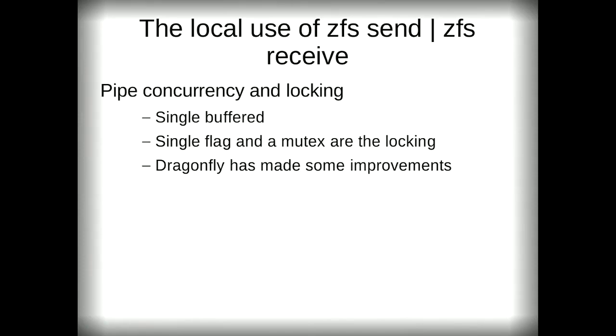In Dragonfly, Matt Dillon wrote some new code where he took the pipe code, made two buffers, and added a couple of locks so that we're no longer using a single lock, so that you can actually get some concurrency here. I think his claim was about a 30% performance improvement in pipe code. I think we should probably look closer at that.